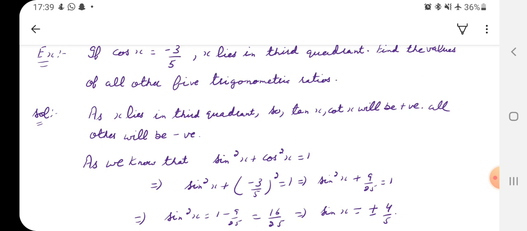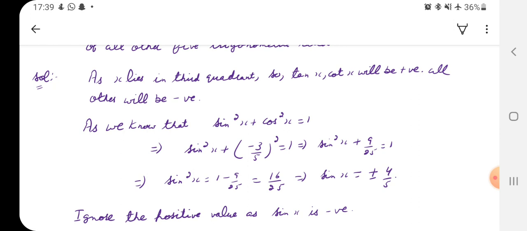Cos value is -3 by 5. So sin square x plus (-3 by 5) square will be equal to 1. So sin square x plus 9 by 25 equals 1. Sin square x will be equal to 1 minus 9 by 25. So sin square x will be equal to 16 by 25.